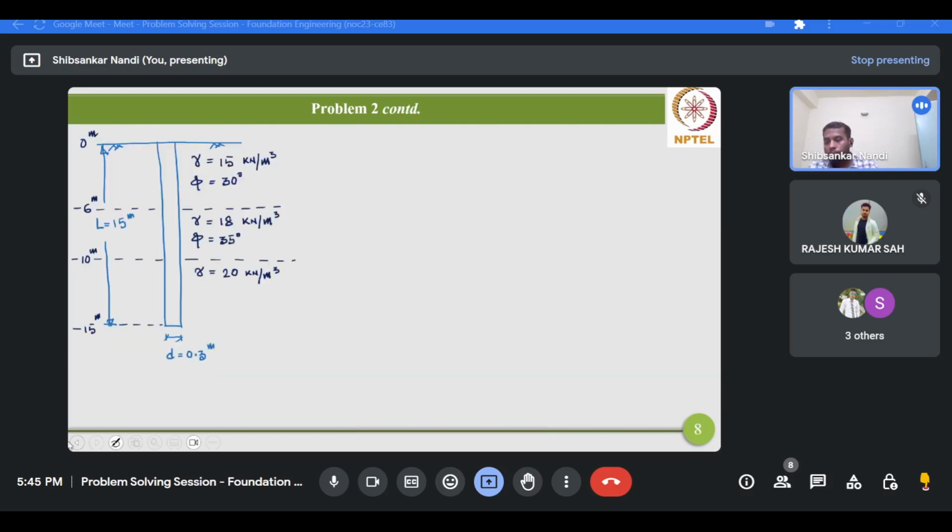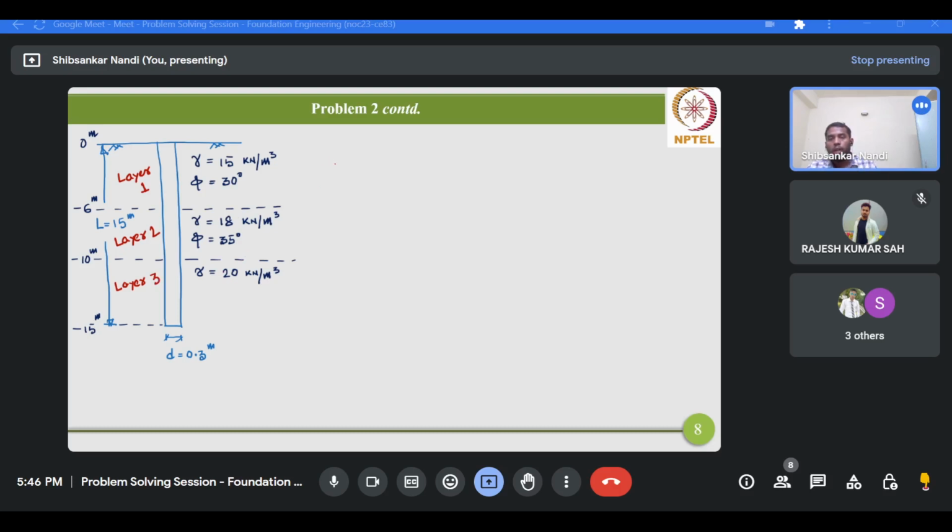Okay, so this is a schematic for the given problem. First of all, this is layer 1, which has a thickness of 6 meters. Then this is underlain by layer 2, and subsequently layer 3. And these are the properties mentioned for the present problem.